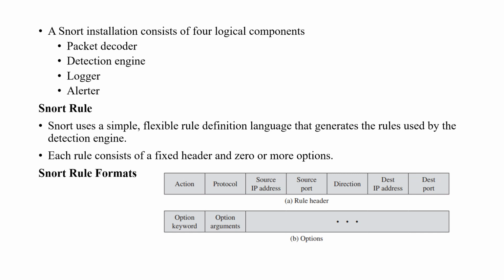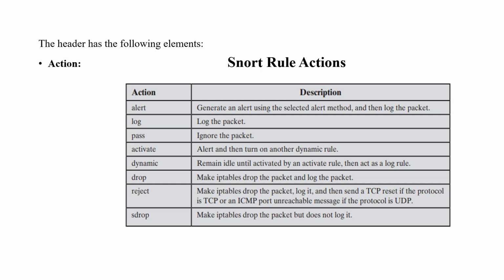Here the rule action tells Snort what to do when it finds a packet that matches the rule criteria. Next is protocol. Snort proceeds in the analysis if the packet protocol matches this field. The current version of Snort, 2.9, recognizes TCP, UDP, ICMP and IP protocols.